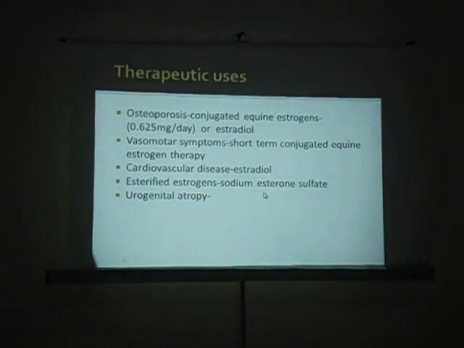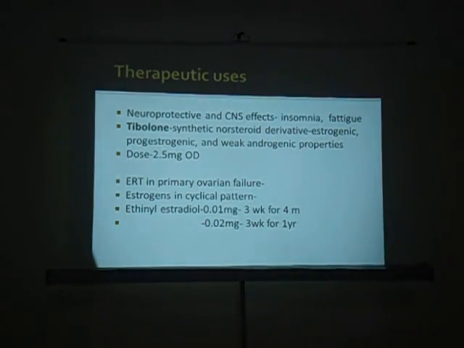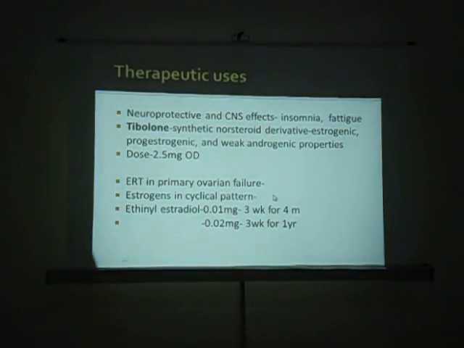So estradiol estrogens, that is sodium estrone sulfate, and in case of urogenital atrophy, in case where the female is expecting late pregnancies, maybe 30-35 years, we need to give some estrogens to bring back from atrophy to normal epitheliums. So neuroprotective and CNS effect, insomnia, fatigue, in these cases we can use it. Okay, synthetic non-steroid derivative, estrogenic, progestrogenic, and weak androgenic effect. So because of this multiple mechanism, we have found their use here.